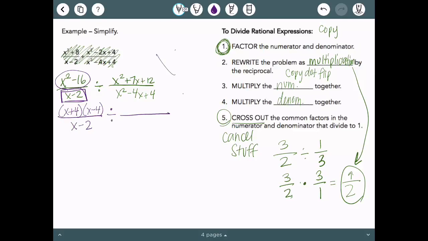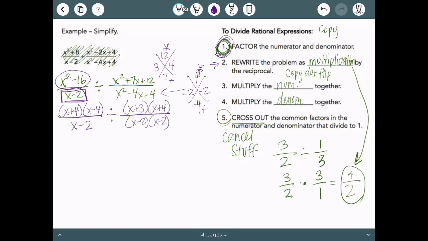On the top here, I'm going to use my 12 on top, 7 on bottom, multiply to get 12, add to get 7. That's 3 and 4. So I have x plus 3, x plus 4. Then finally here, I have 4 on top, negative 4 on bottom, multiply to get 4, add to get negative 4, negative 2 and negative 2. So I'm going to have x minus 2 times x minus 2. So that was my first step, the factoring step.